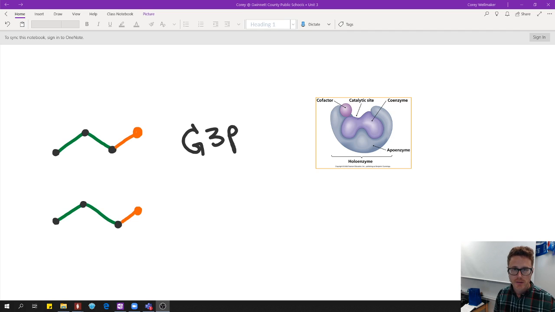The energy extraction phase requires the help of a very important coenzyme called NAD, which stands for nicotinamide adenine dinucleotide. It's a mouthful, so I'm just going to call it NAD. Keep in mind that coenzymes are small organic molecules. They're non-peptide, so they're not made up of amino acids. They're small organic molecules that typically fit into the active site, and they help the enzyme catalyze the reaction.